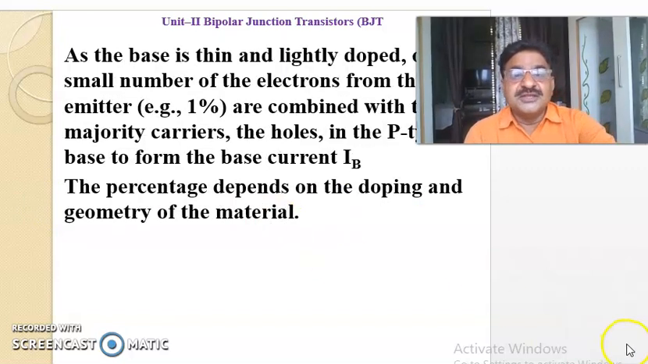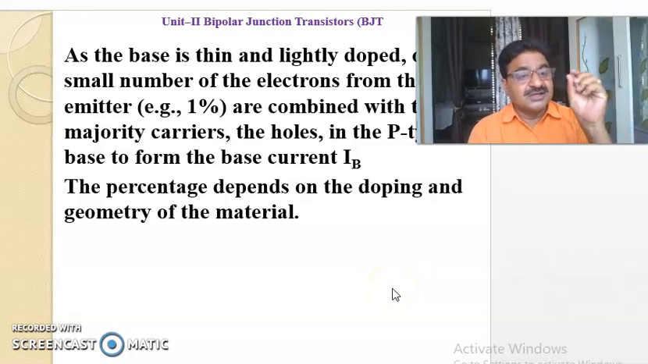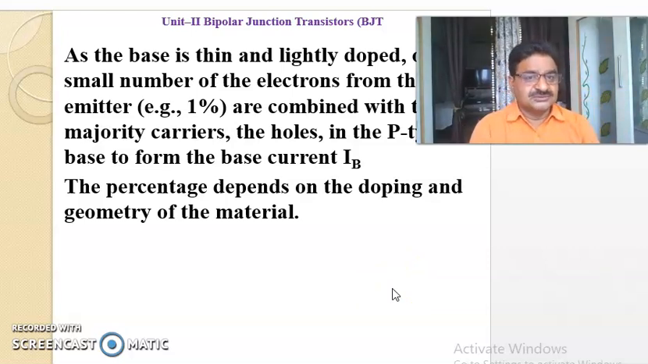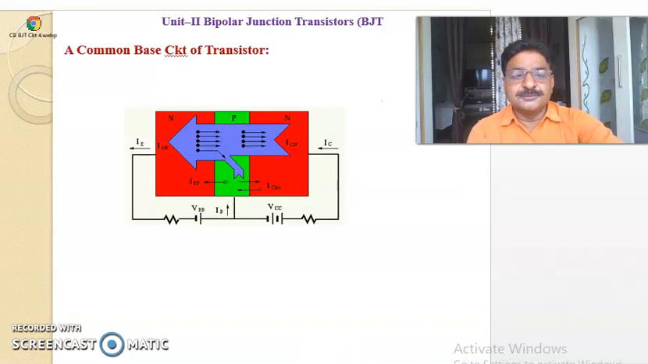Now, as the base is thin, base current depends upon what? You know, the base is lightly doped between two same type of semiconductors. Only a small number of electrons from the emitter are combined with the majority carrier holes in the p-type base to form the base current. I will show you the figure again.